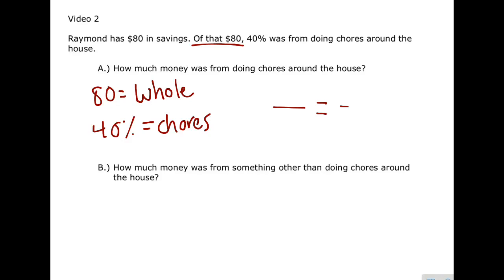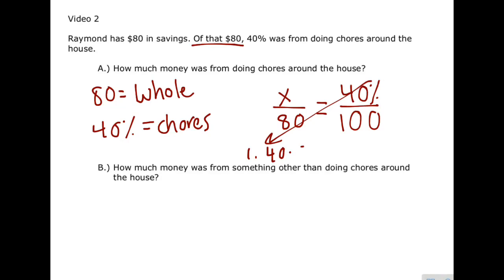So if I set up my percent proportion, I know 80 is the whole thing. I'm looking for the part, and I know that 40% is for doing chores, and all percentages are out of 100. So all I need to do now is solve this proportion to figure out how much money that was. So I can cross multiply. 40 times 80 equals 100 times x.